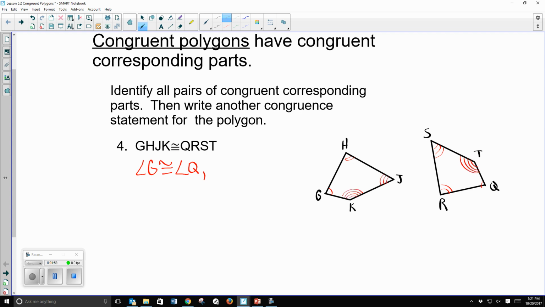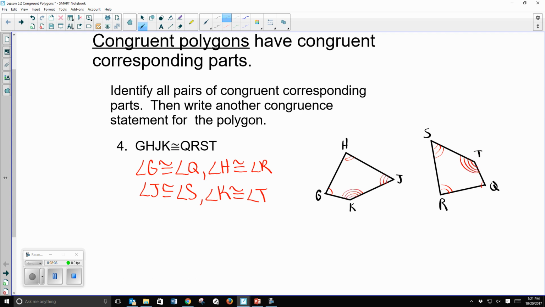The order matters. Angle H is congruent to, so G and Q, then H and R. And you can look at the figure as we do this to see how that works out. Angle J is congruent to angle S. Angle K is congruent to T. Okay? So that's all the angles, but then we have to name the corresponding sides. So the angles are a little bit easier because you only are worried about one letter. For the sides, it takes two letters to name the sides.